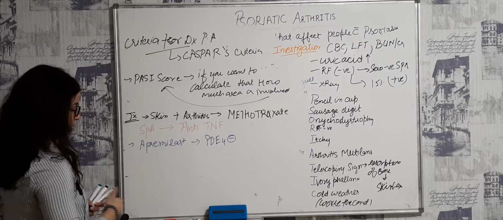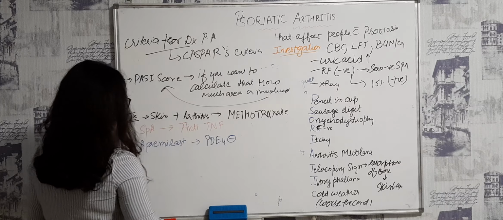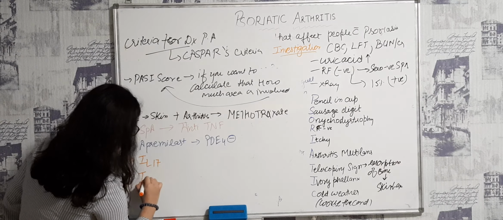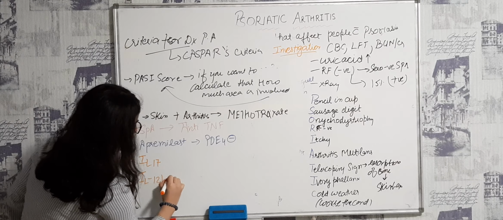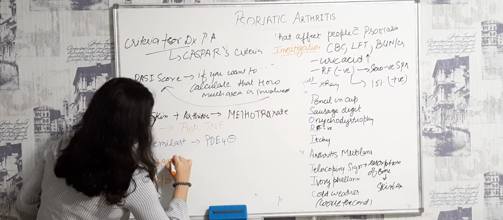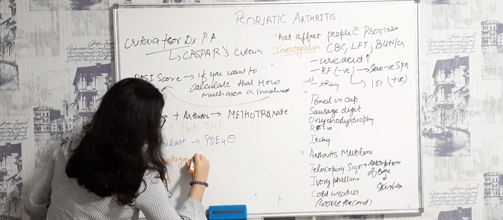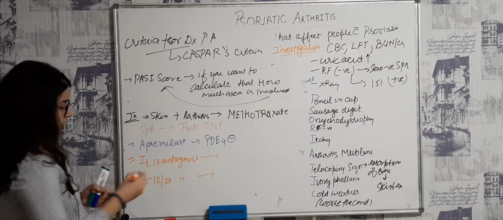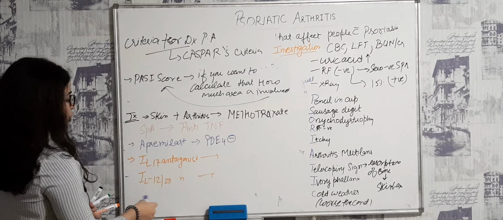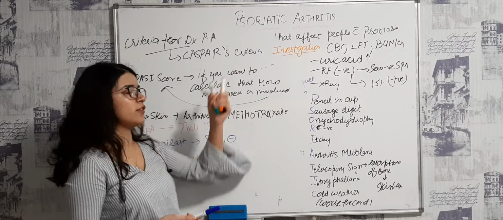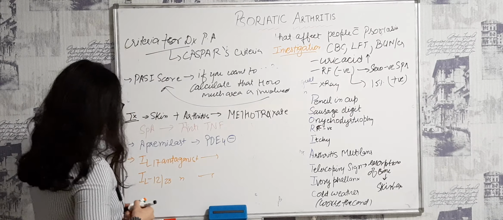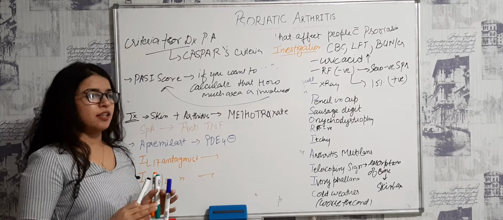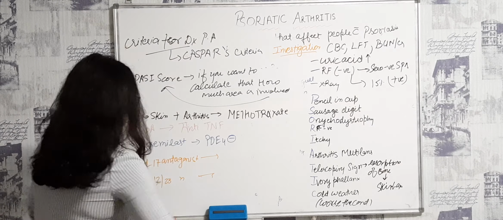We can use it. And the most beneficial drugs are interleukin 17 and interleukin 12 and 23 antagonists. We can use the drugs that inhibit interleukin 17 and 12 or 23. Generally, the interleukins are involved in the pathophysiology of psoriatic arthritis. So if we inhibit these interleukins, then the disease will automatically be controlled.